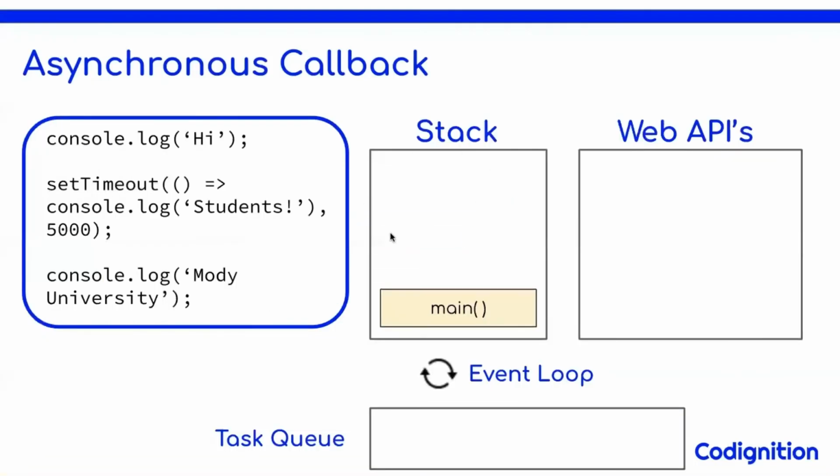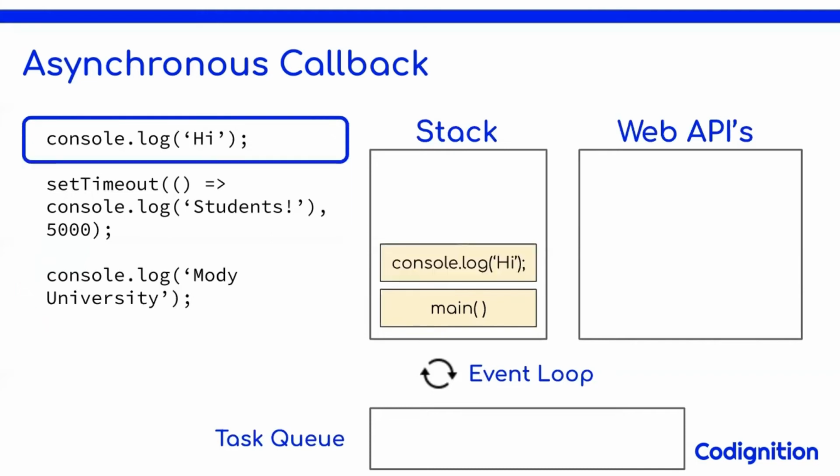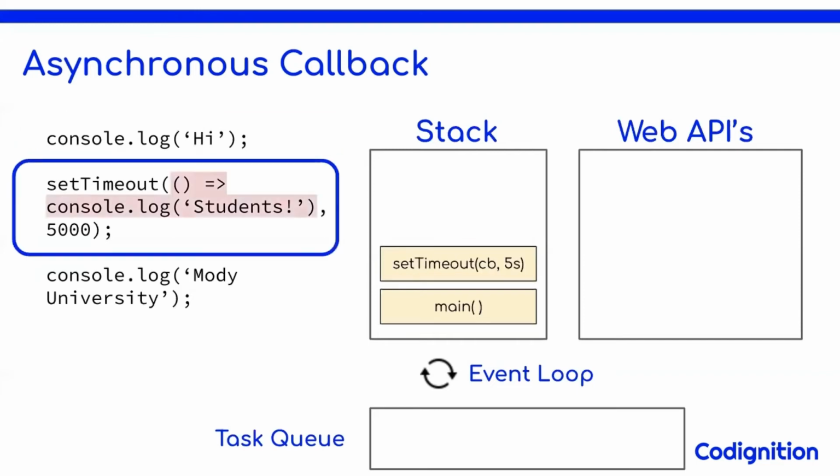So we have introduced a few more layers here. Earlier we had this code and then the stack. Now we have a web API, and then we have a task queue, and then the event loop. Please look very, very carefully. And if you have any question, please do let me know. Definitely we know console.log will go on top of the main method on the stack. It will print hi.